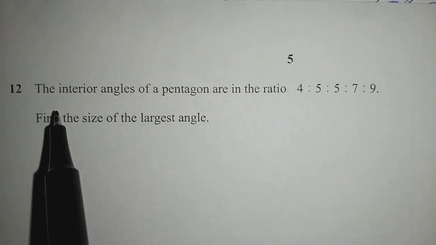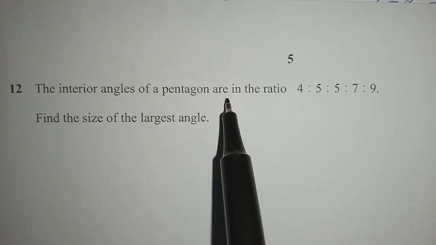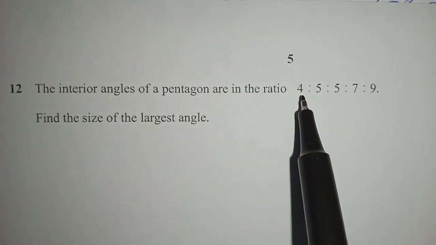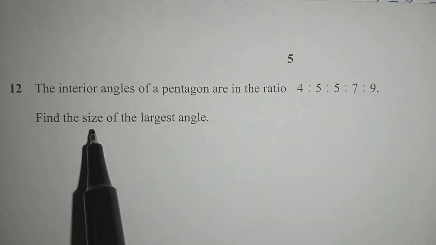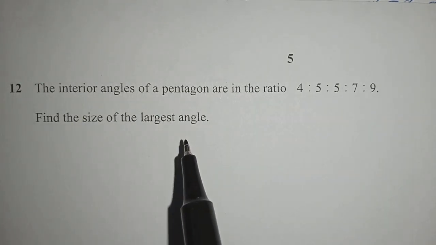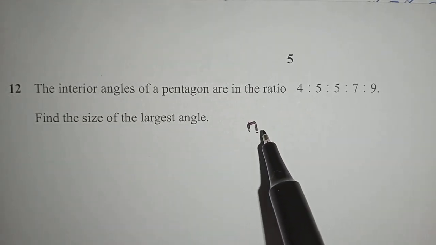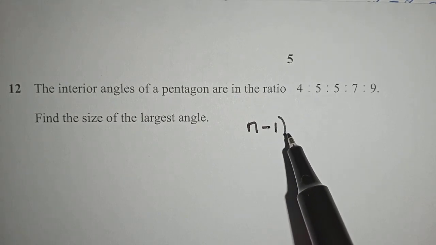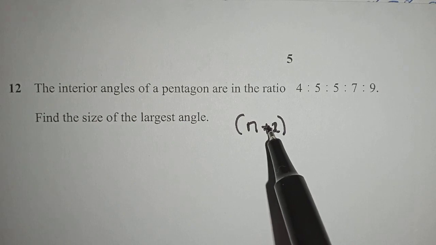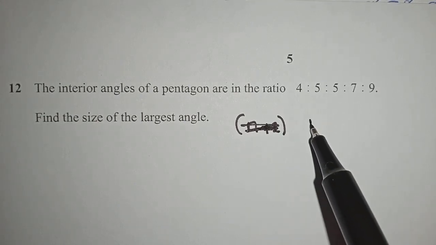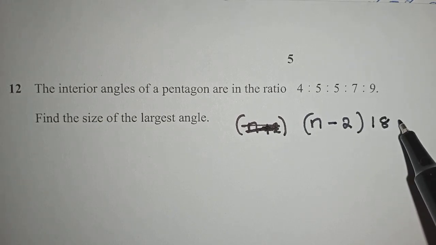So here they're saying the interior angles of a pentagon are in the ratio 4 to 5 to 5 to 7 to 9. Find the size of the largest angle. So the first thing here must be to use the formula for finding the sum of the interior angles, which is n minus 2, times 180.